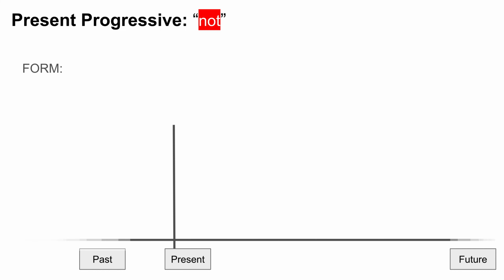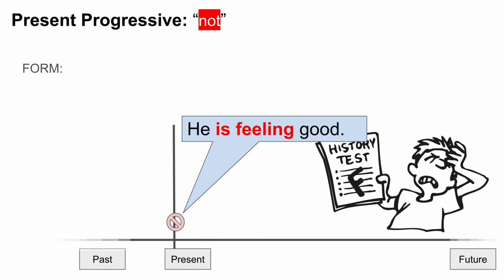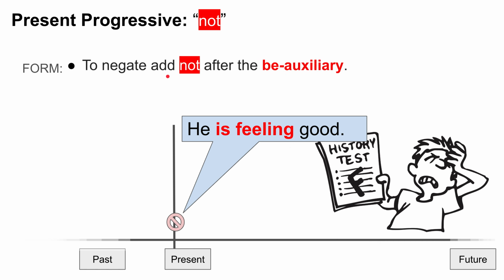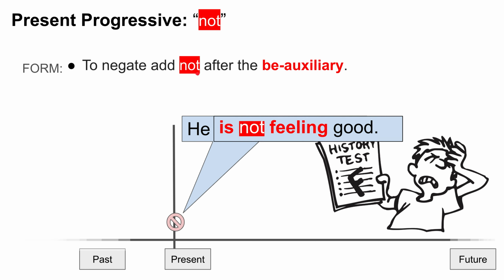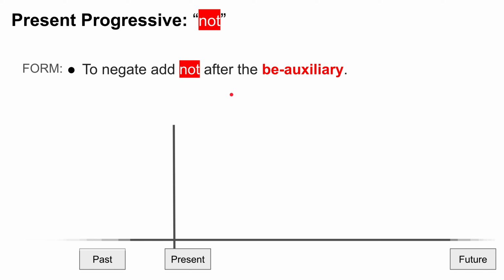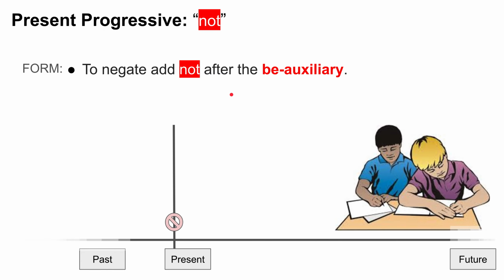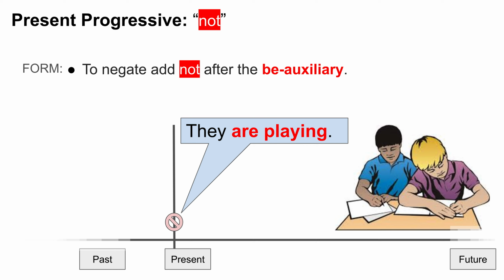Let's talk about not. So, he is feeling good. True? Not true. So to negate, we add not after the be auxiliary. He is not feeling good. Okay, so we add not after the be auxiliary. So it's be and not, is not. Let's look at another example. Okay, look at these two students. They are studying. They are playing. No, not true. They are not playing. Again, be, not, and verb.